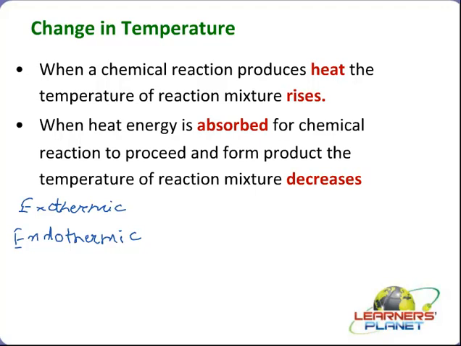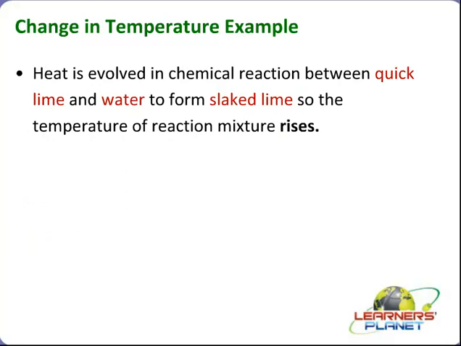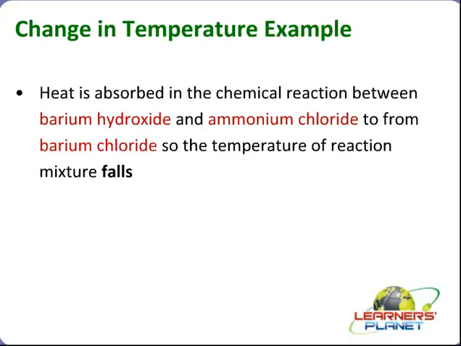Now let's discuss a few examples of these types of reactions. Here it is. Heat is evolved in a chemical reaction between quicklime and water to form slaked lime. So the temperature of the reaction mixture rises. I have discussed this example. Now we have another example here. Heat is absorbed in a chemical reaction between barium hydroxide and ammonium chloride to form barium chloride. So the temperature of the reaction mixture falls.